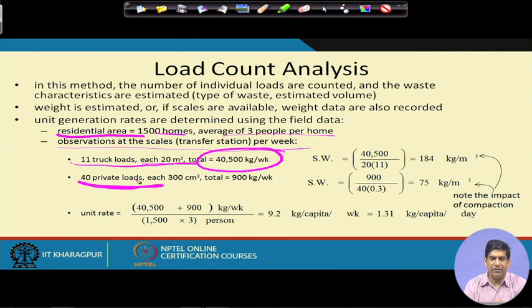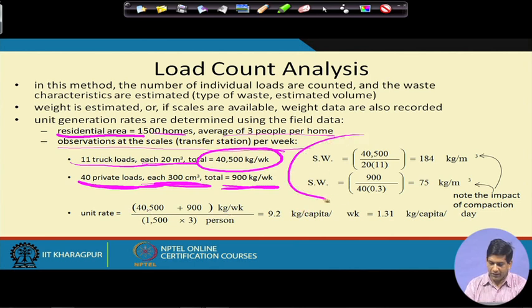Private loads means individuals like you and me came and dropped off in their cars, or they may have a pickup truck, especially in this urban, semi-urban area. And each of these private loads was around 300 centimeter cube. The volume may change, but again it's an approximation, and they got 900 kg per week. So in terms of a unit rate, we can calculate the unit rate here.